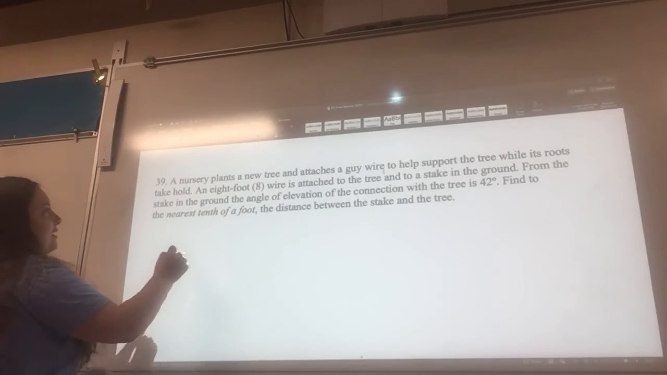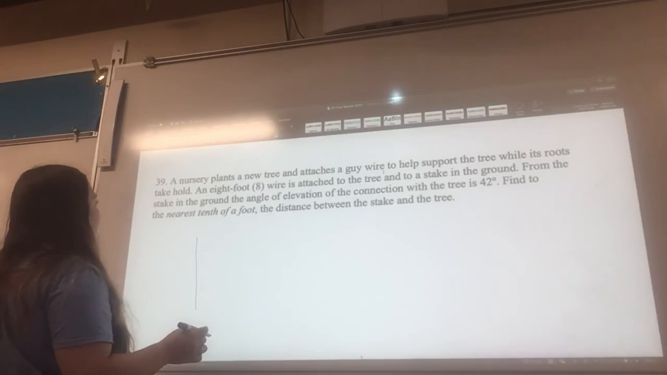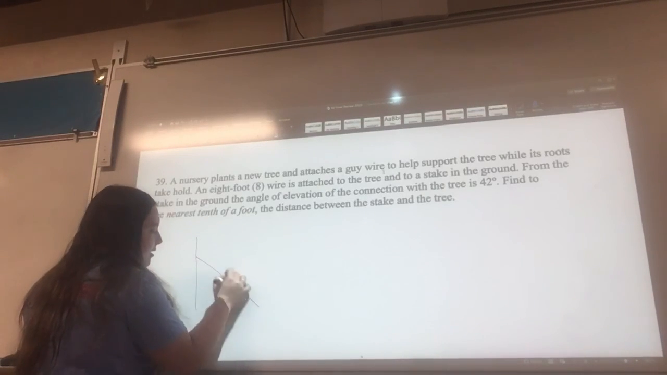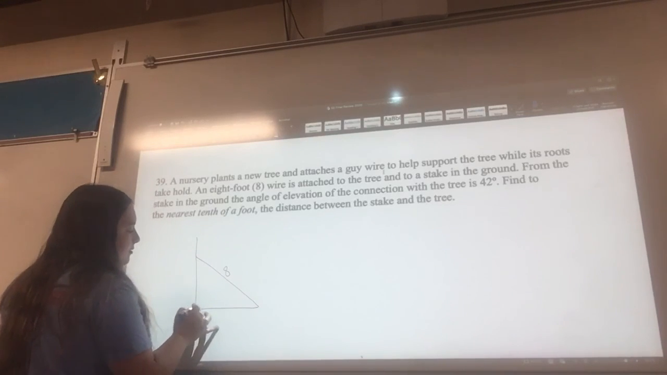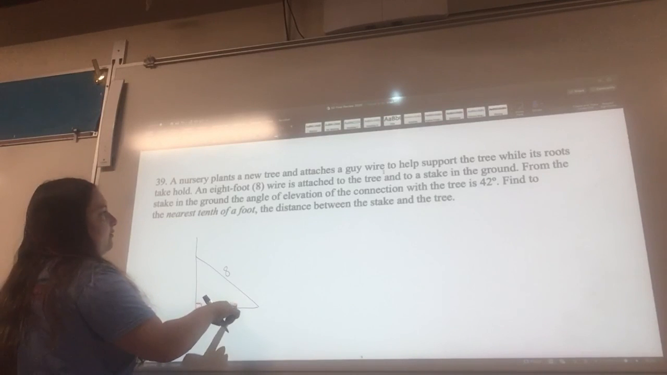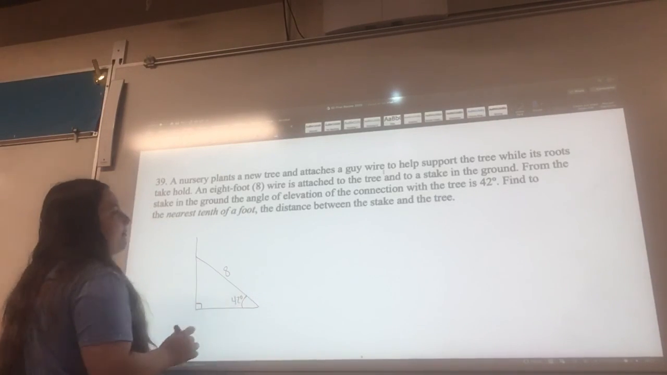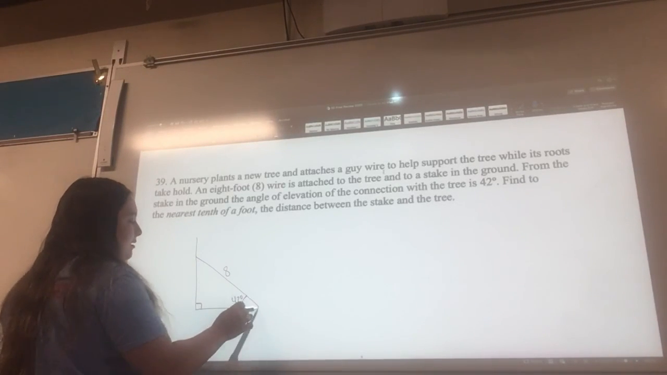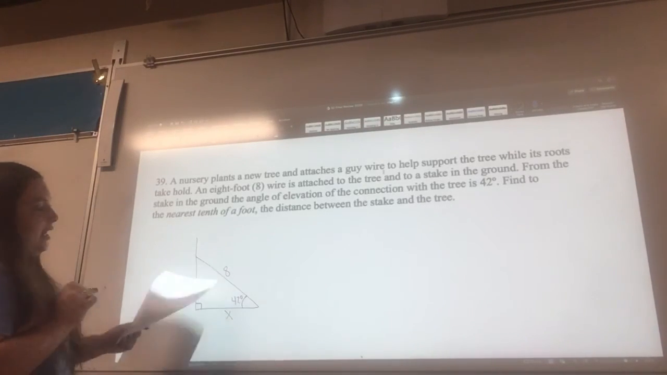So we have a nursery that planted a tree. They're attaching a guy wire to help support the tree. So the guy wire itself is 8 feet to a stake in the ground. And from the stake in the ground to the angle of elevation, so right here, it is 42 degrees. Find, to the nearest tenth of a foot, the distance between the stake and the tree. So can you tell me that? Okay. I have set it up for you.